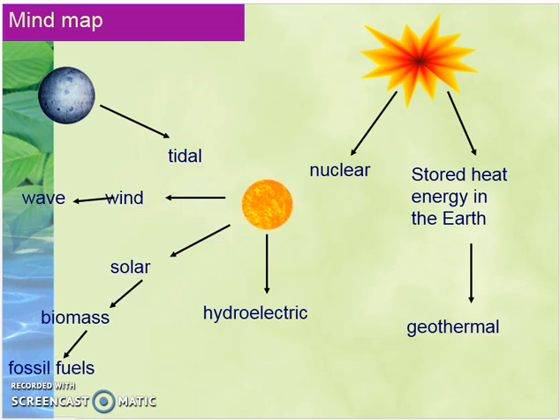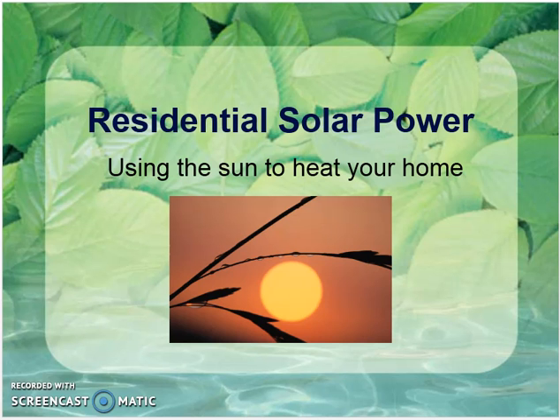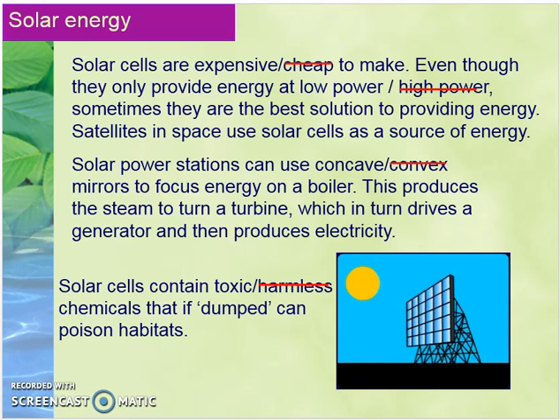That is the wind map, also explained. And residential solar power. Solar cells are expensive to make, and they only provide energy at low power. Sometimes they are the best solution to providing energy. Satellites in space use solar cells as a source of energy. A solar power station can use concave mirrors to focus energy on the pylon. This produces steam to turn a turbine, which in turn drives a generator and then produces electricity. Solar cells contain toxic chemicals that, if dumped, can poison habitats.